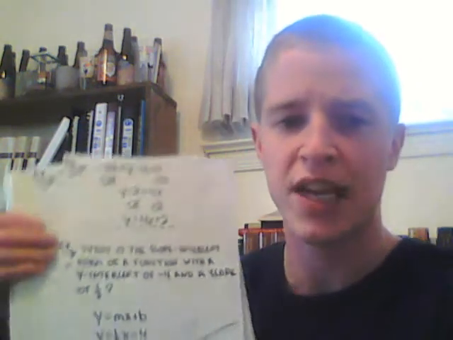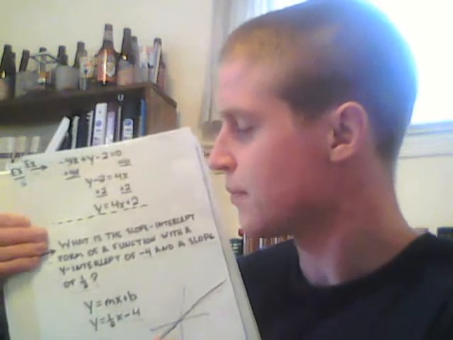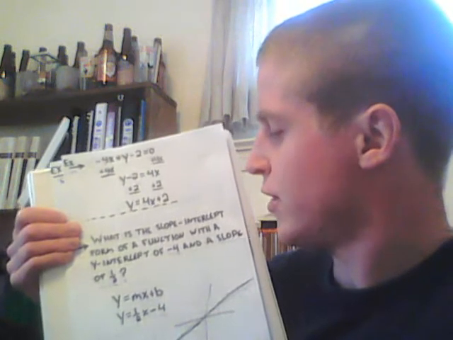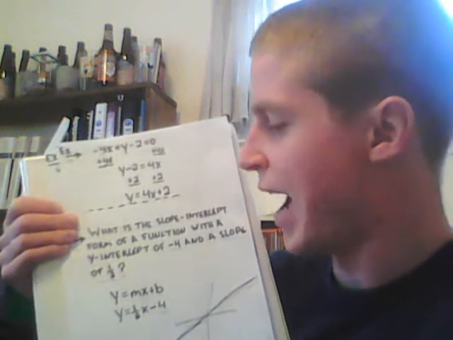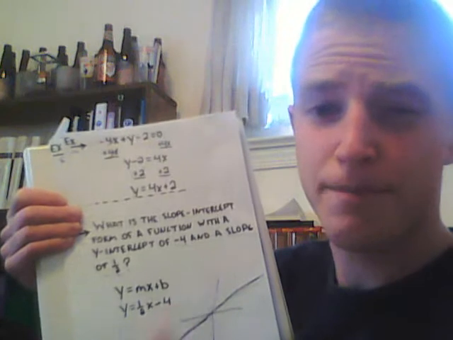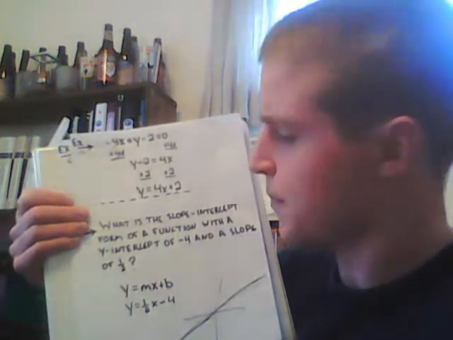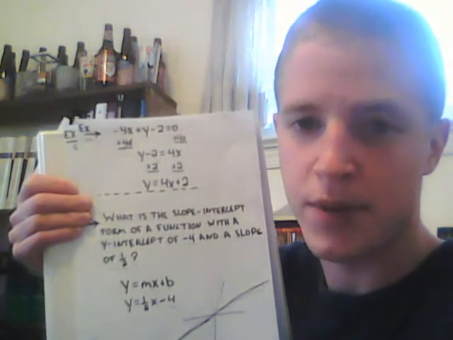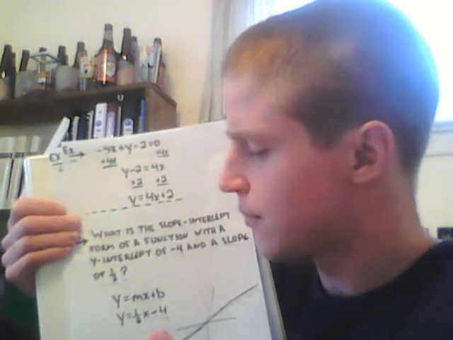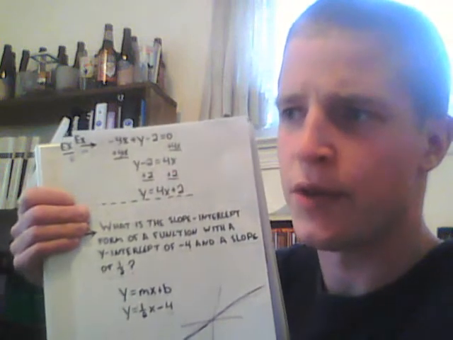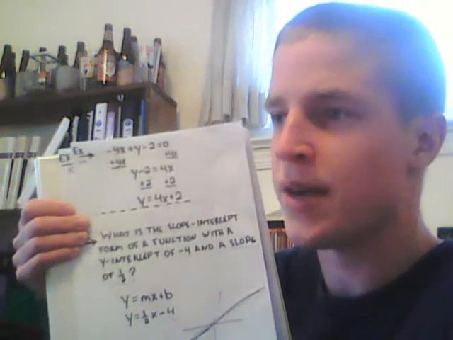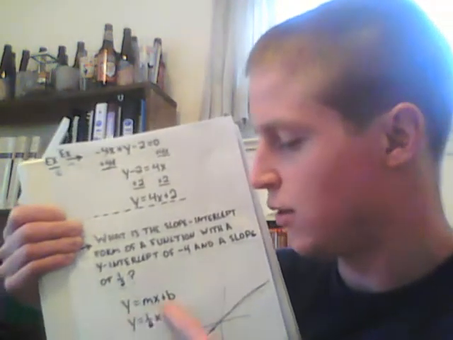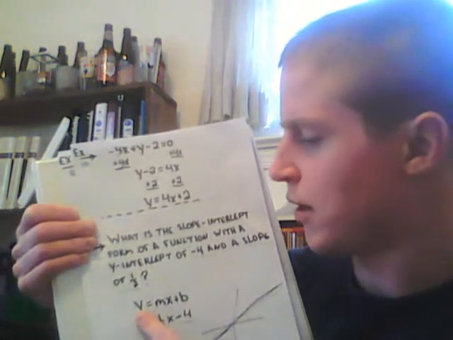Okay, moving on. Now, another type of question we might see is this. What is the slope-intercept form of a function with a y-intercept of negative 4 and a slope of 1/2? Okay, that could be confusing. But let's recall, what is slope-intercept form? It's y equals mx plus b. Okay, what is our m? Let's review that. m is our slope, b is our y-intercept. So this is actually pretty easy. We're just substituting the given information into our standard form, slope-intercept form.